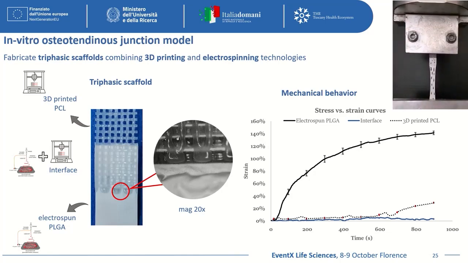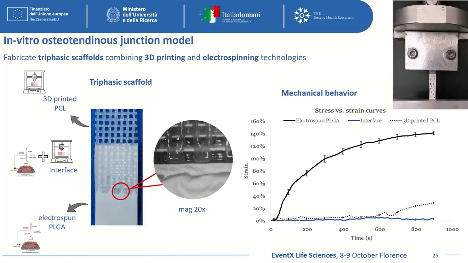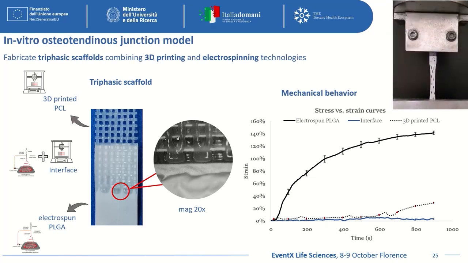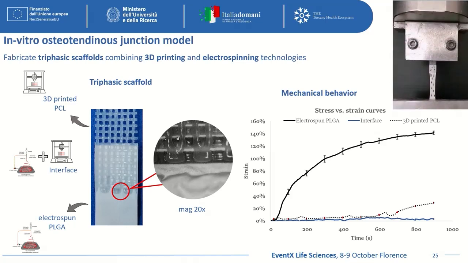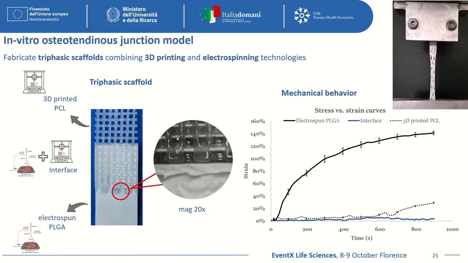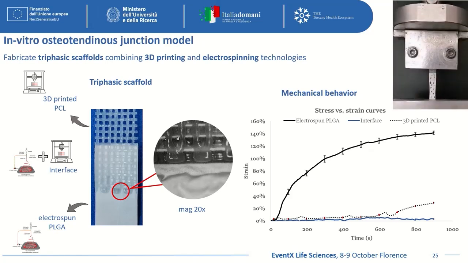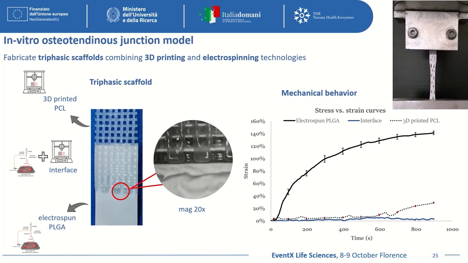In this case, we combined different technologies: the extrusion technology for replicating the bone phase was combined with the electrospinning approach. These two parts were partially overlapped in order to obtain a transition phase between the cartilage and the bone tissue. And the behavior was very similar in terms of mechanical properties to the real tendon.